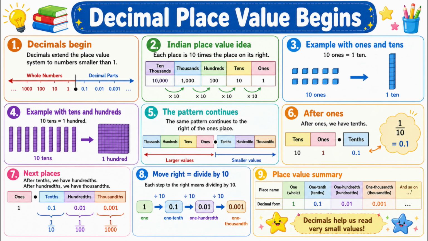Decimal place begins. Decimals extend the place value system to numbers smaller than 1. In the Indian place value system, each place is 10 times the place on its right. For example, 10 ones make 10, 10 tens make 100. The same pattern continues to the right of the ones place. After ones, we have tenths. After tenths, we have hundredths. After hundredths, we have thousandths. Each step to the right means dividing by 10. So the place values are 1, 1/10, 1/100, 1/1,000, and so on.